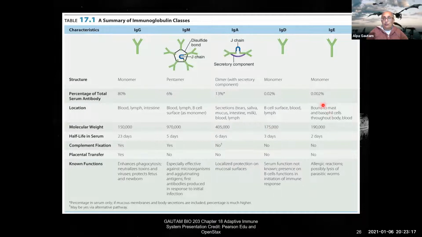Okay, so they're bound to mast cells and basophil cells, and also when they're, ooh, my neighbor got hurt. That's not funny, but anyway.